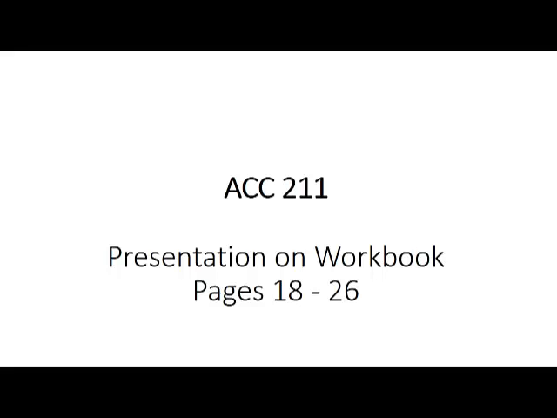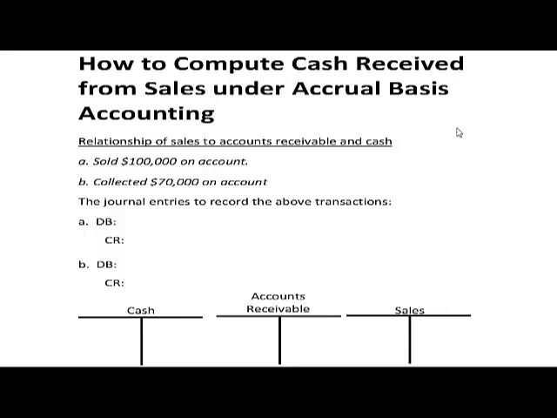This video represents the completion of pages 18 through 26 on your Accounting 211 workbook. As you recall, we talked about the fact that in order to perform proper accounting, you're typically required to perform accrual basis accounting, which is the recording of a transaction not on the cash basis, but on the basis that an economic transaction has occurred.